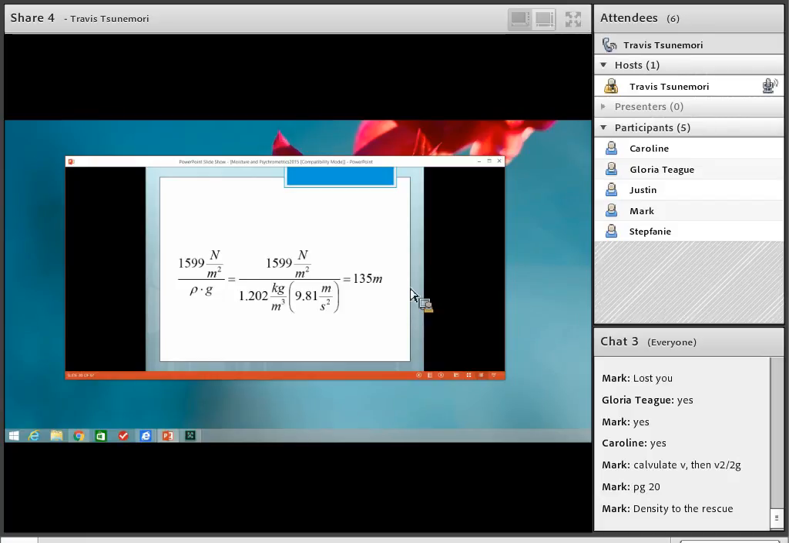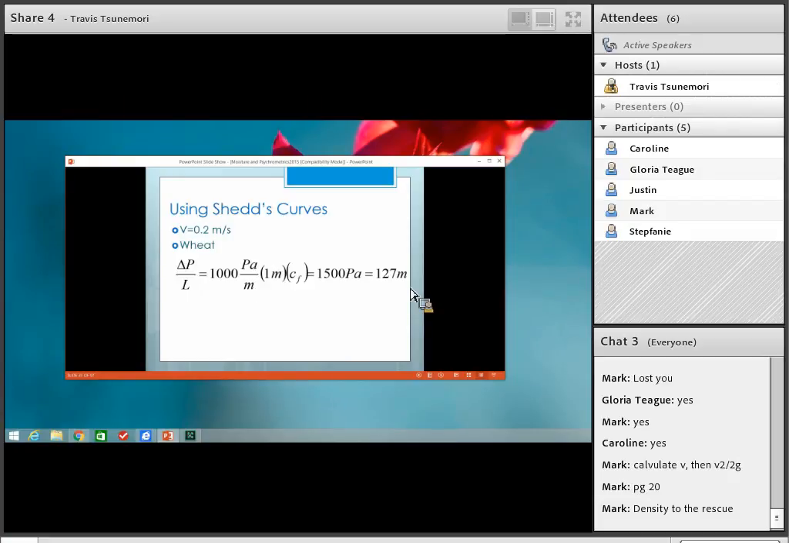Okay, so if we want to use Shed's curves to get the friction loss through the grain, we're going to go to Shed's curve, the metric one. We're going to go on the y-axis at 0.2 meters cubed per meter squared second. That's the velocity, or the superficial velocity of the air through the bin. And we're going to the wheat curve. And then we're going to drop down to the x-axis. And when I do that, I get a value of 1,000. And on that, on the x-axis, are pascals per meter.